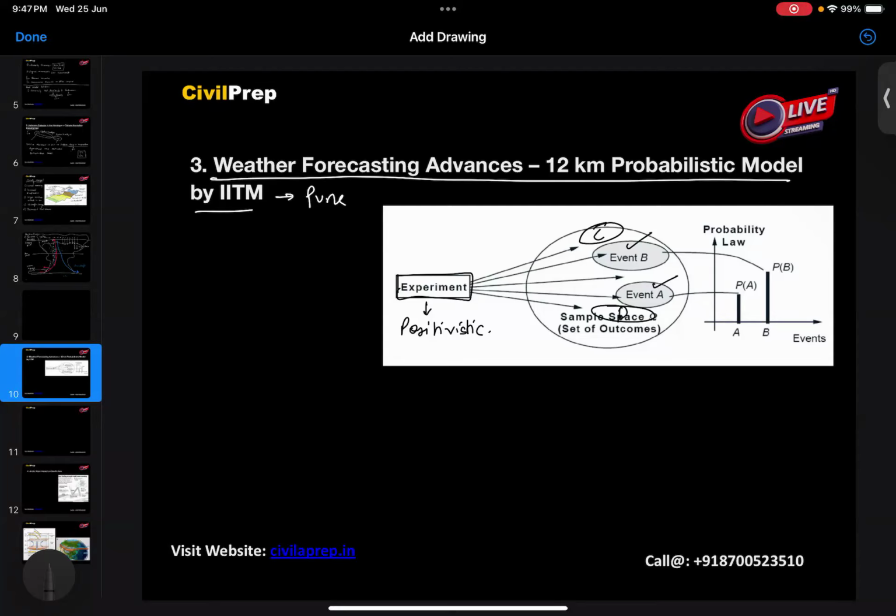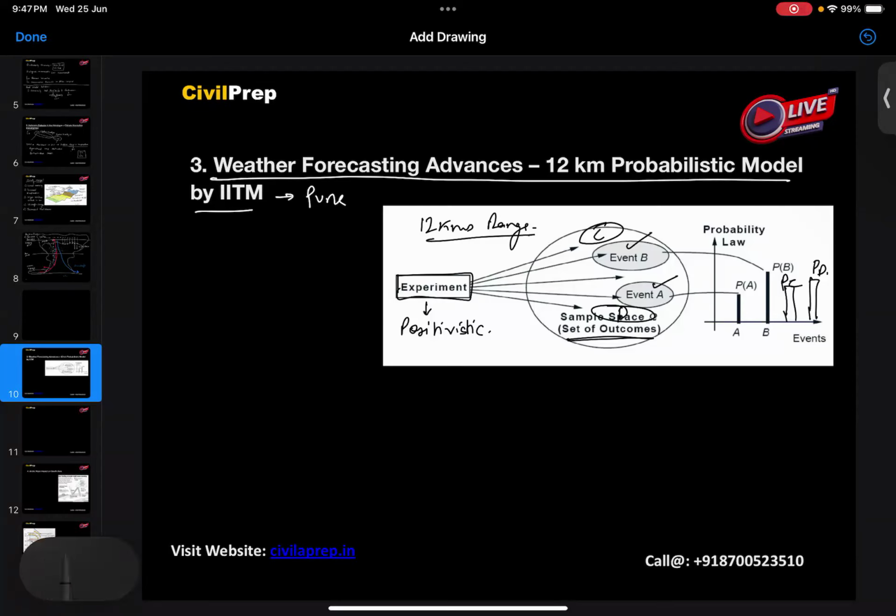So on the basis of these events and the probable sample space, I will be able to create a set of outcomes. On the basis of this set of outcomes, I will be able to determine the probability of a particular event in a certain space. So this is a probabilistic model, and the weather forecasting being experimented by IITM has been done over the 12 kilometer range.